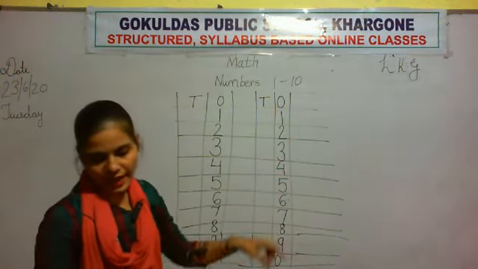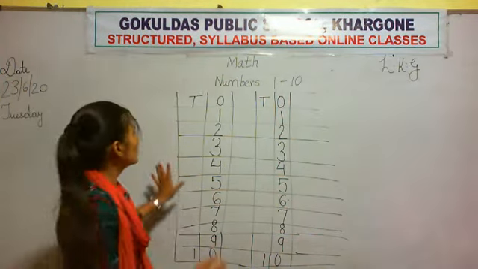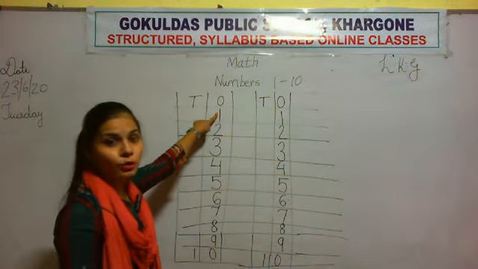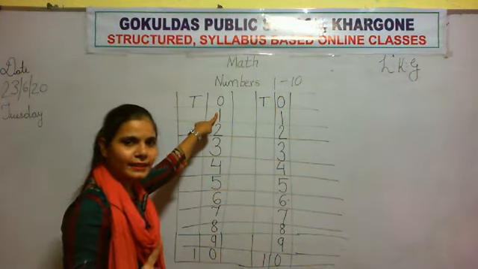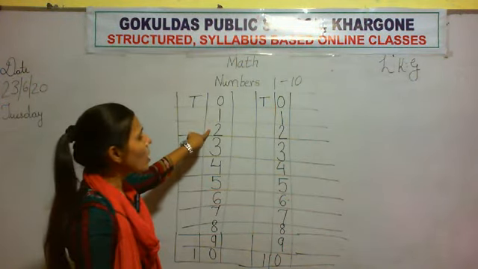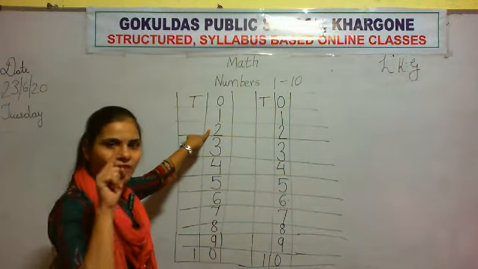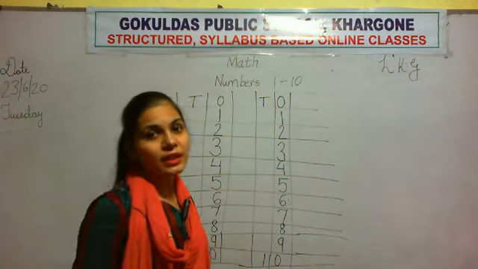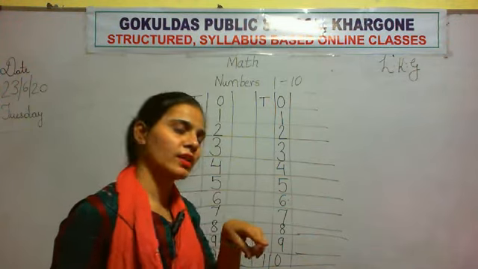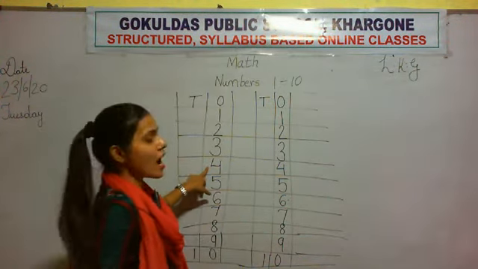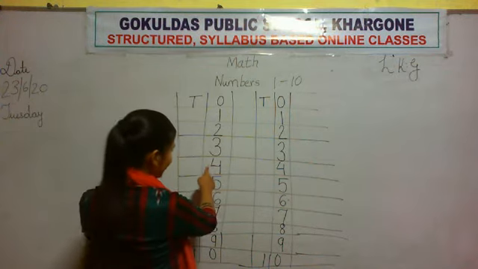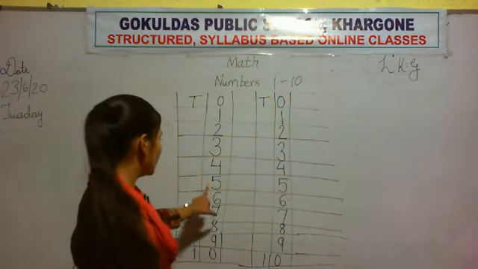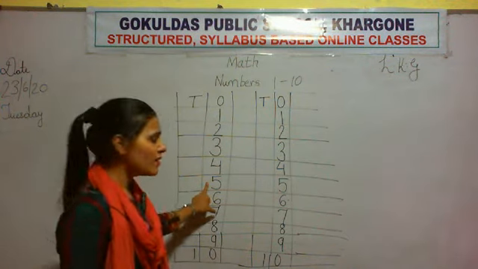Numbers 1 to 10. Okay, first we recognize the numbers. This is number 1. How to write number 1? Standing line. This is number 2. How to write number 2? Half curve and slipping line. This is number 3. How to write number 3? Half curve and half curve. This is number 4. How to make number 4? Slanting line, slipping line and standing line. This is number 4. Number 5. How to make number 5?